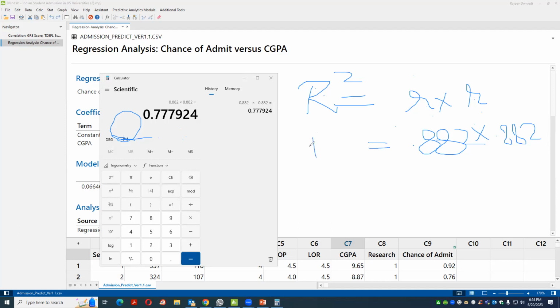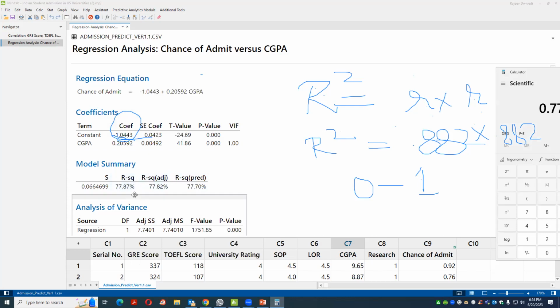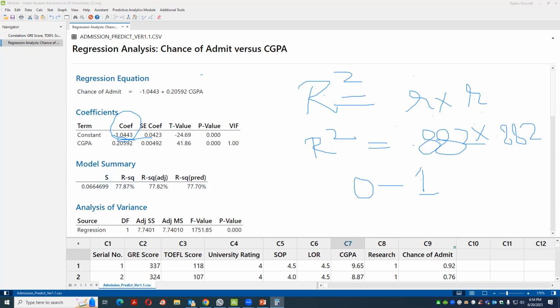So what is the value of R square? The value can be 0 to 1. 0 means 0%, 1 means 100%. And Minitab is giving you the answer in terms of percentage. So basically this is 0.7787. The higher the R value, the better the prediction, meaning it depends better on this.